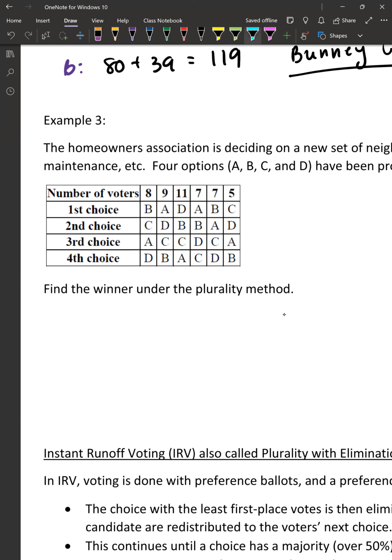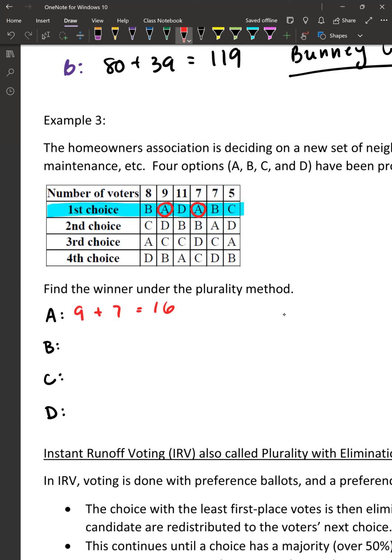So when we do that, we look at just the first choice row, right? Because we're just counting first choice votes. That's what plurality means. Okay, so we have 4 options, A, B, C, D, and we need to count the first place votes for each of them. So let's see. For A, right, we've got A is here and here. So A has 9 plus 7 first place votes. All right, that is 16.